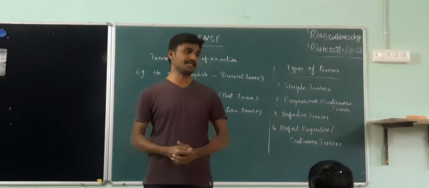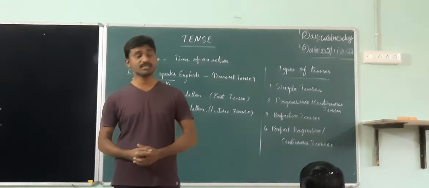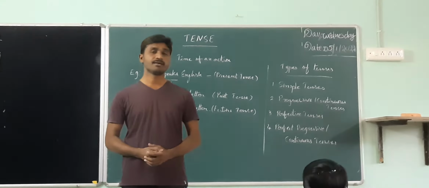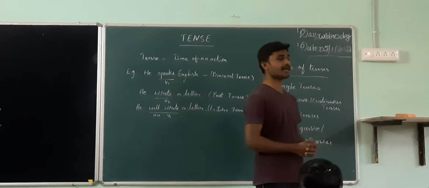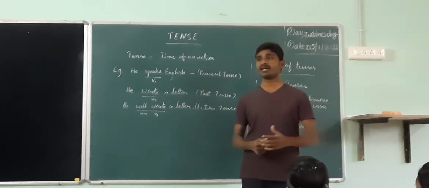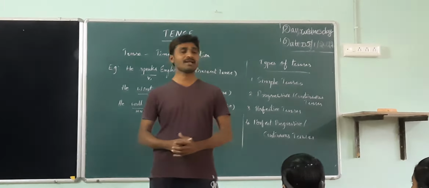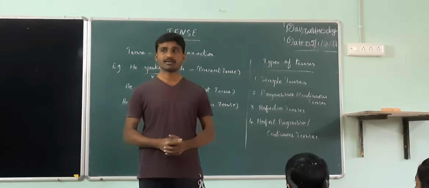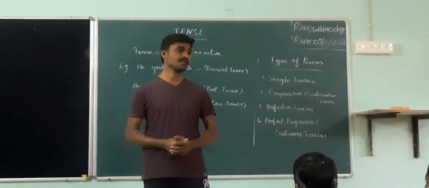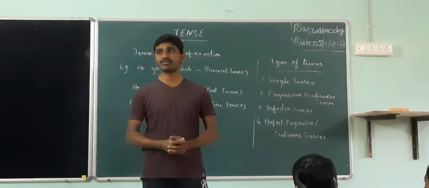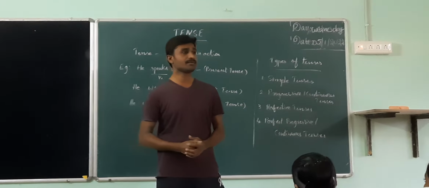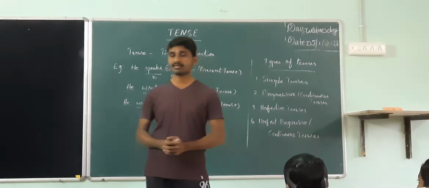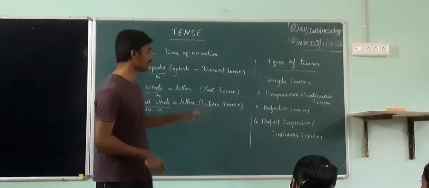What do you mean by present tense? What do you mean by past tense? And what do you mean by future tense? Present tense: the actions which occur in the present time, we say are in present tense. The actions which occurred in the past, we say are in past tense. The actions which will be occurring in the future are used in future tense.